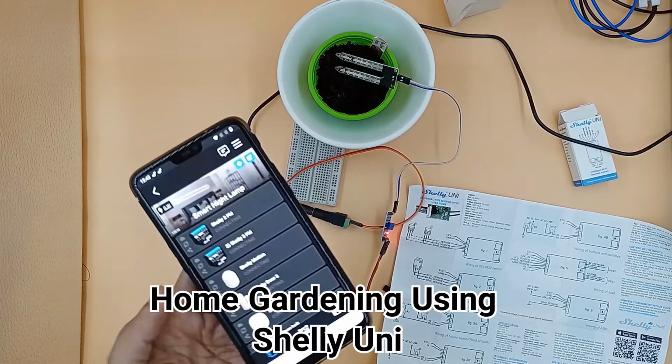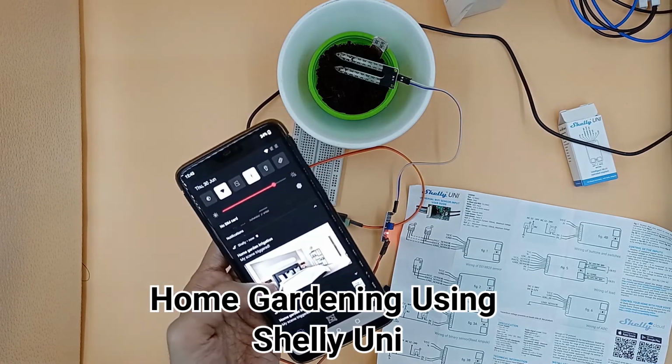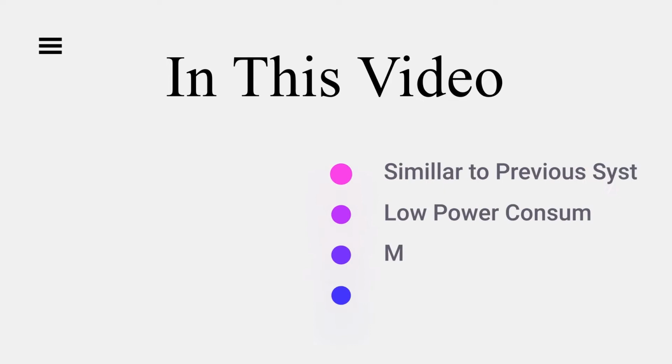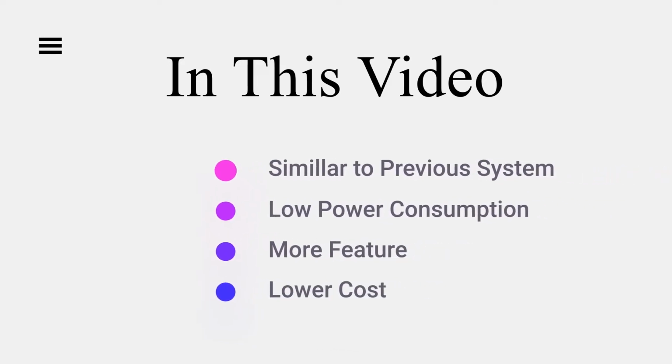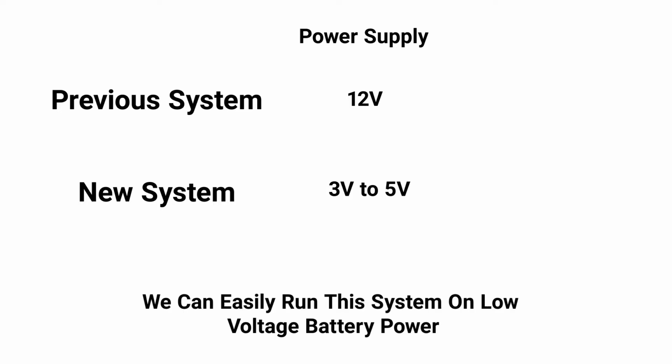Hello my dear friends. In our previous video we built a home garden controller using Shelly Uni. In this video we will be building something similar but with more features and at a lower cost. Our previous system was working on 12 volt power supply, but this system will work on 3 to 5 volt power supply. So we can easily run this system on low voltage battery power.